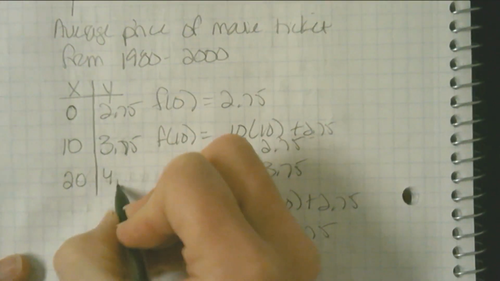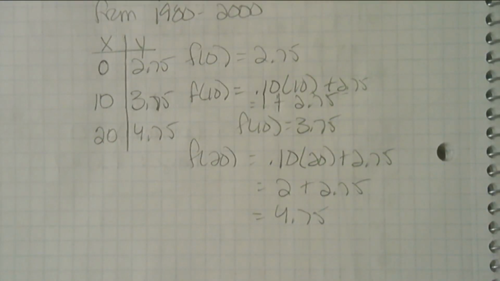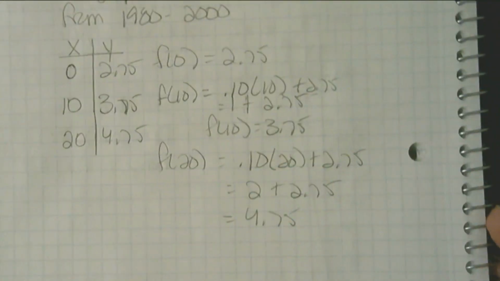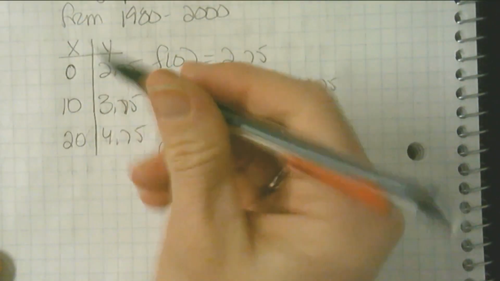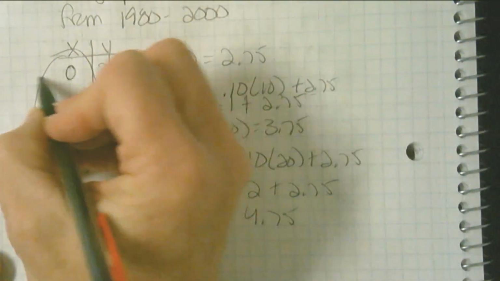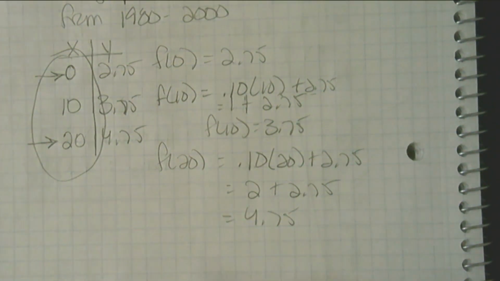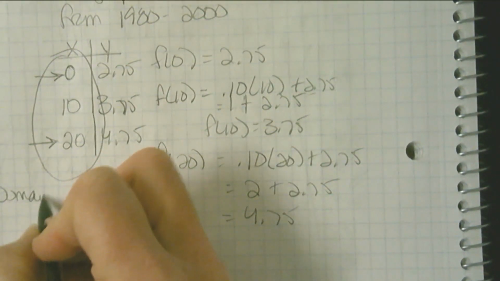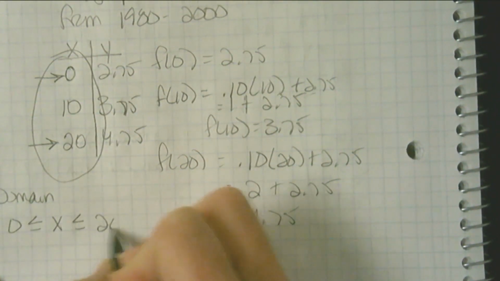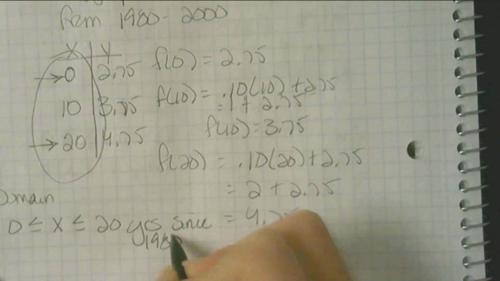So here's 4.75. So without graphing this, because I think you guys all know how to graph it, does anybody want me to graph this? Okay, so for me to graph this, we would use these, okay? But my domain values have to start at 0 and end at 20. All right, so for my domain, it's 0 is less than or equal to x, which is less than or equal to 20 years since 1980.